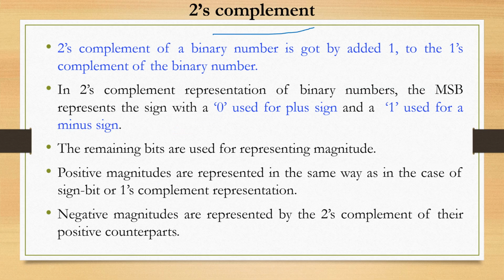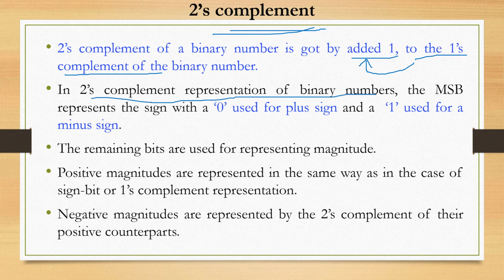Now, two's complement representation. How do we get the two's complement? First we have to convert the number into the ones complement system, and after getting the ones complement, what we have to do? We have to add 1 to the ones complement. Okay. Now in the two's complement number, in the binary number system, the most significant bit, if that bit is 0, then it represents a positive number. If the bit is 1, then it represents the minus sign.